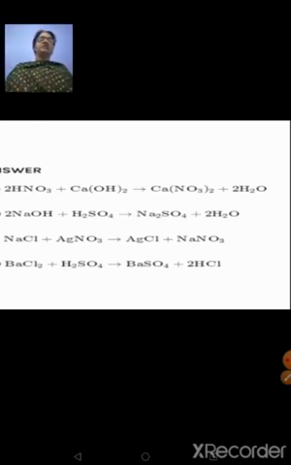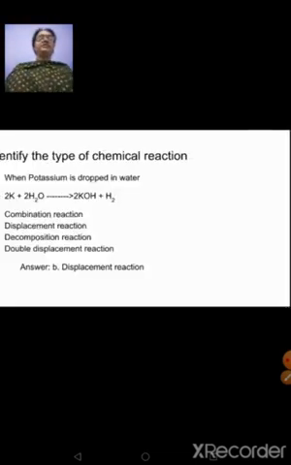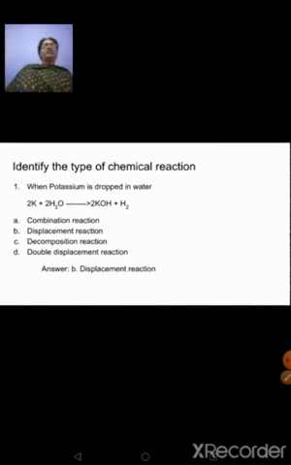Now let's move to the next set of questions. See here, next you have this, identify the type of chemical reaction shown in the example. When potassium is dropped in water, I've given the equation for you. 2K plus 2H2O gives 2KOH, that is potassium hydroxide, and liberates hydrogen gas. So this is an example of combination reaction or displacement reaction or decomposition reaction or double displacement reaction. So here it is an example of displacement reaction. Hydrogen is getting displaced from water, right? You have learned what's a displacement reaction.